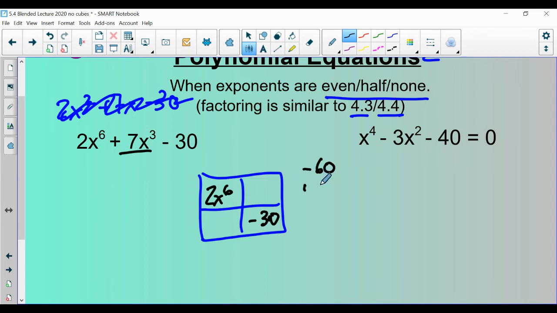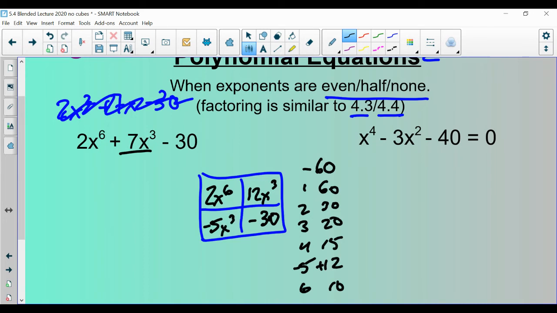The factors of 60 would be 1 and 60, 2 and 30, 3 and 20, 4 and 15, 5 and 12, and then we also have 6 and 10. Which one of these could get you to positive 7? Well, if it was positive 12, negative 5, that would get you to positive 7. So 12 and negative 5 are going to go in these two boxes, but notice I don't want it to add up to 7x. I want it to be 7x cubed. So both this one and this one are going to need x cubes now, because that's what our middle term is.